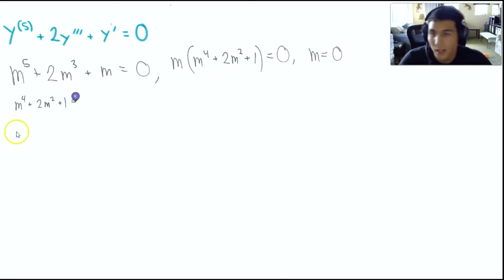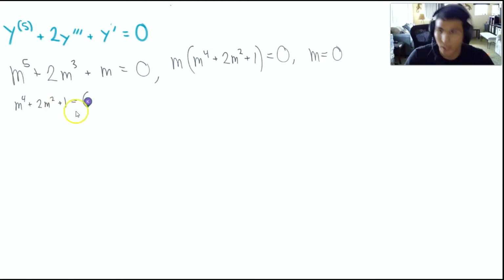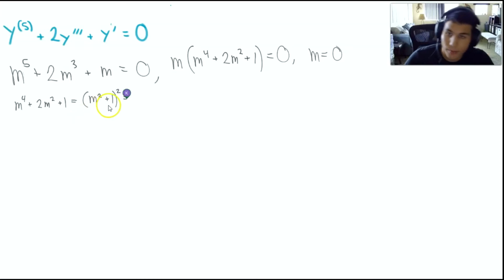What I would argue here is, what is an expression times another expression that would equal this? I see a 2 here and I see a 1. So what I usually do is jot something down and check it. So maybe m squared plus 1, squared, would be it. The same thing times itself.